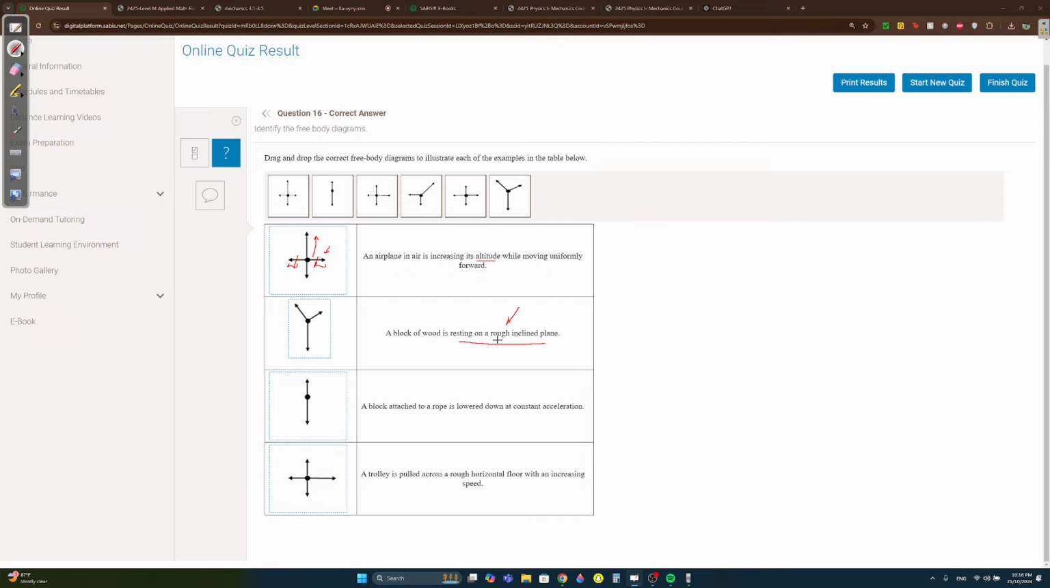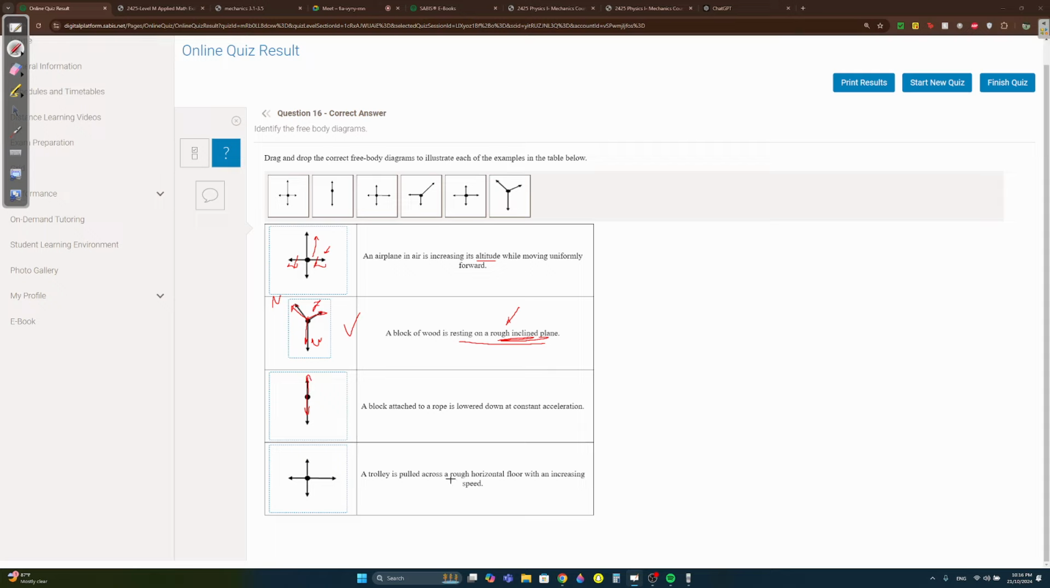Never mind. Because they said rough inclined plane, there is friction, of course, because it's rough, opposing it backwards. Since it's resting on a rough inclined plane, there will always be normal and always be weight. Okay, so this will make sense. A block attached to a rope is lowered down at a constant acceleration. If it's on a rope, you have the weight and you have the tension force.